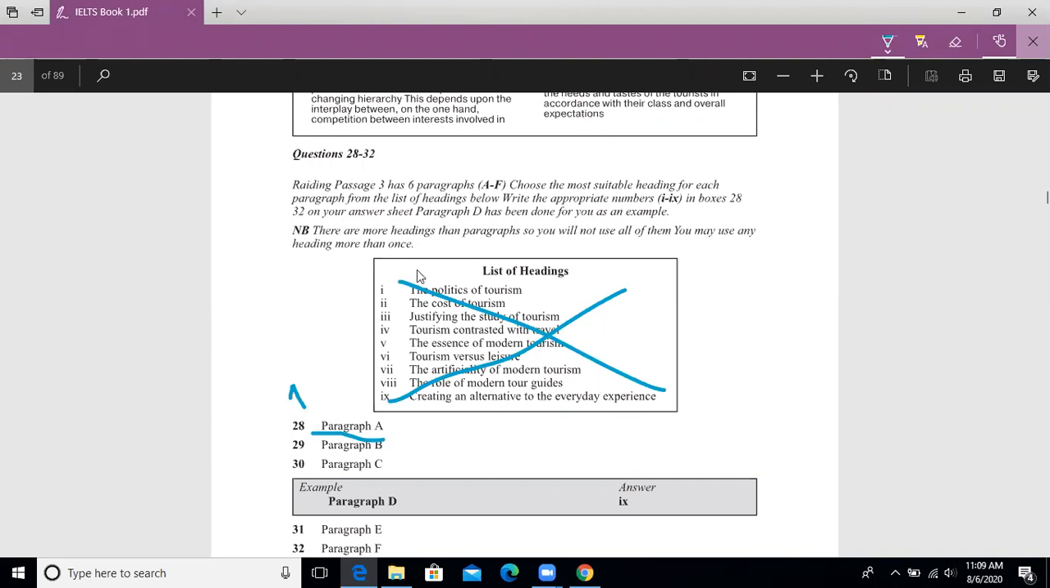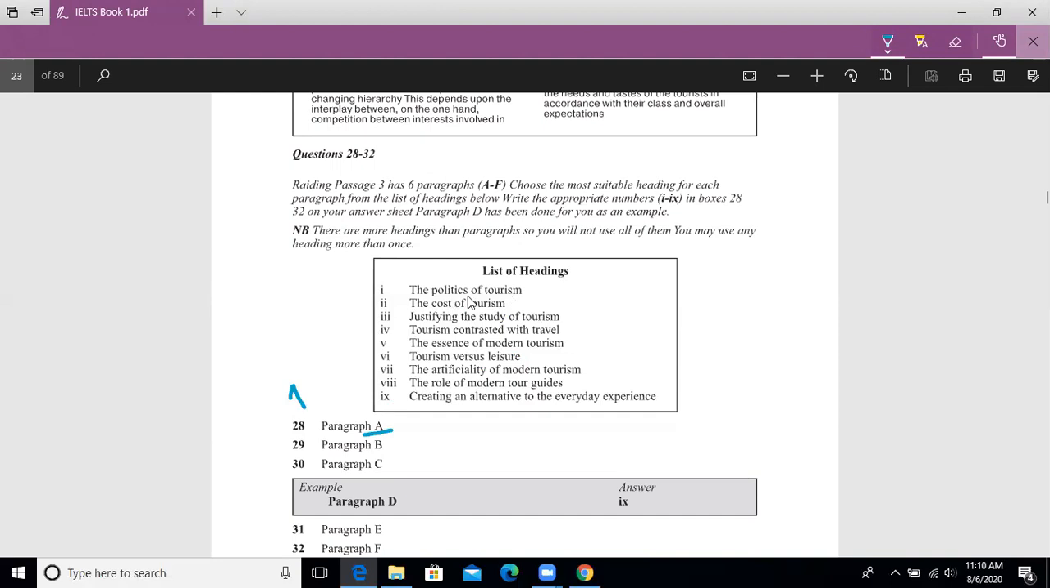And then the second thing that you do is that you go to the list of headings and you read all the list of headings, all of these ones. So first thing you do is that you read the paragraph, make a general understanding after reading the whole paragraph A. After reading, come back to the list of headings and use the elimination method. Elimination method means that you eliminate.